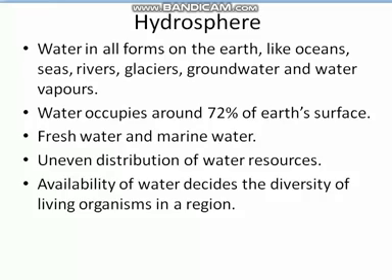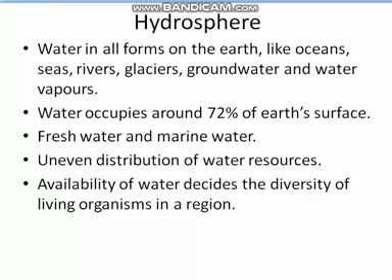As you already know, this water is present on the earth in different forms. It's present in solid form, in the form of glaciers and snow. It's present in liquid form, which is the most abundant form of this water. And it's also present in gaseous form in the atmosphere in the form of water vapors. So all these forms of water, be it solid, liquid or gaseous, are included in the hydrosphere.